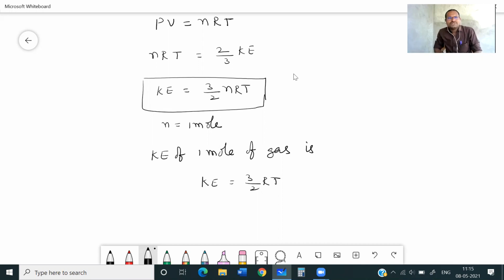As I told you, when we were discussing the thermodynamics chapter, I told you that kinetic energy depends upon temperature of the gas. Yes or no? Yes. See, 3 by 2 is constant. R, universal gas constant, is also constant. Means kinetic energy of a gas depends upon what? Temperature. If temperature is more, kinetic energy of gas will be more. If temperature is less, kinetic energy of the gas will be less.